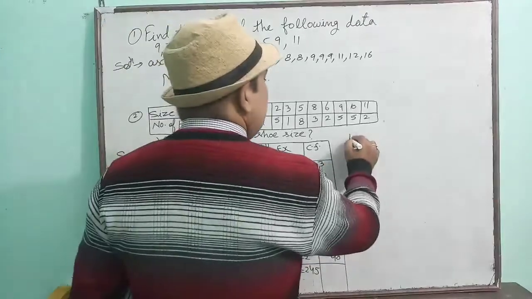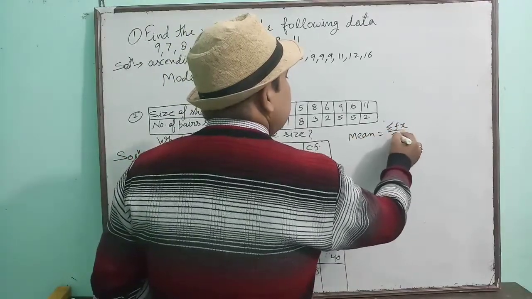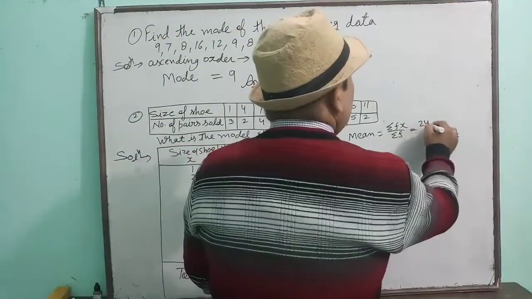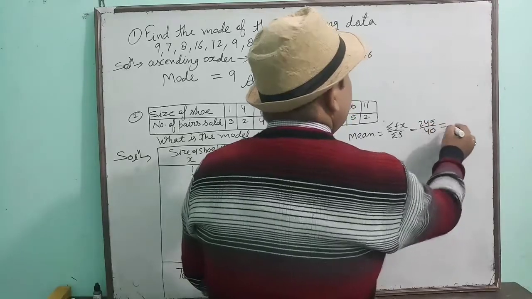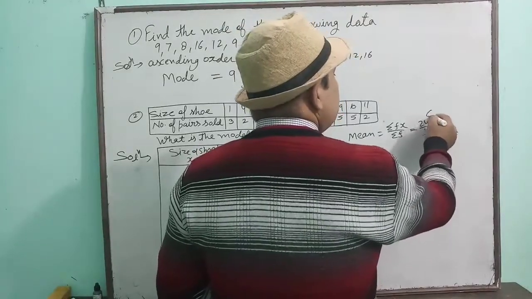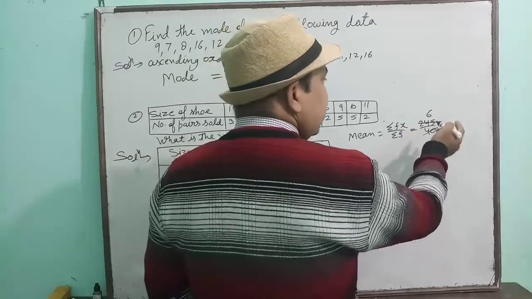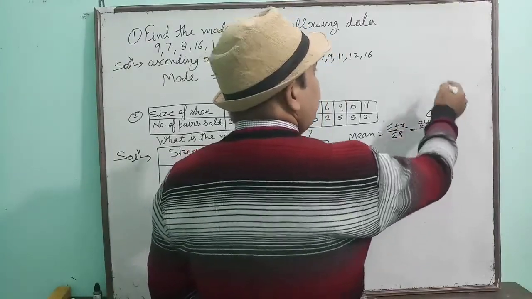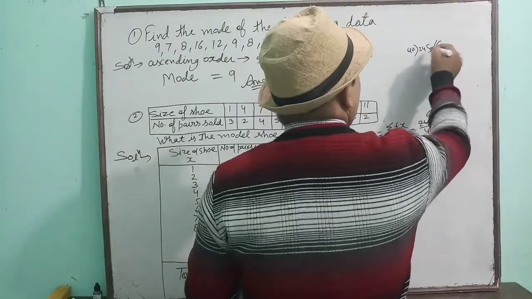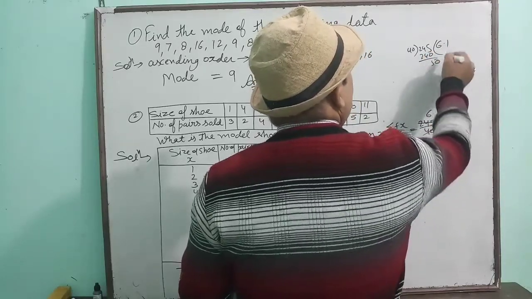So first find out the mean. We know that mean is equal to sigma fx upon sigma f. Sigma fx is 245 and sigma f is 40. Now divide and get your answer. We know that 6 times 40 is 240. Then 5 is the remainder. By putting a decimal we can increase a 0. See this one, 40 is dividing 245. So first 6 times, remainder 5. By putting a decimal we can increase a 0.